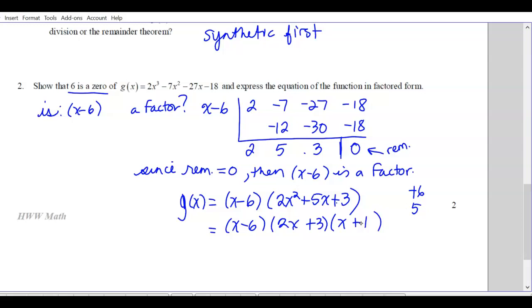Okay, so if you were just asked, is it a factor, you can just substitute 6 in. If you're asked to actually factor it, you might as well use synthetic. And then if you can factor again, go for it. Sometimes you can't. Right?